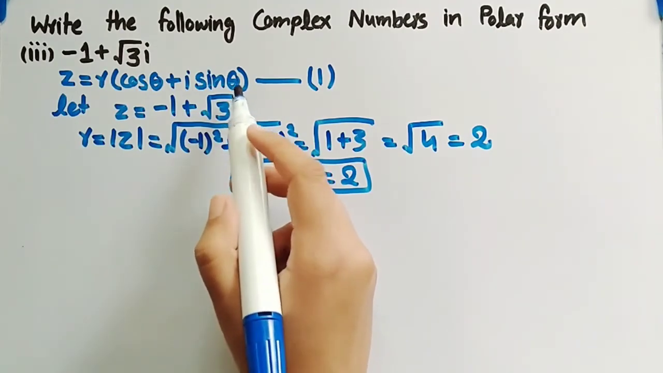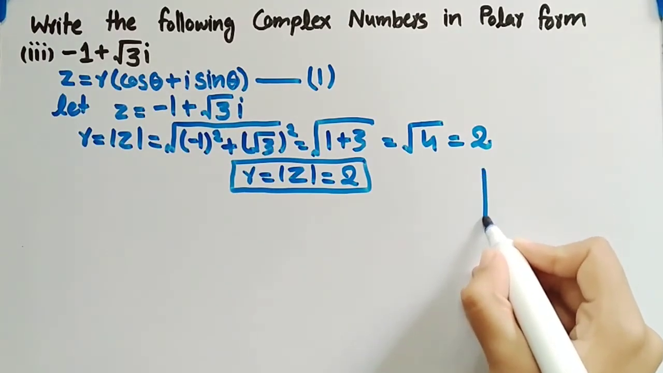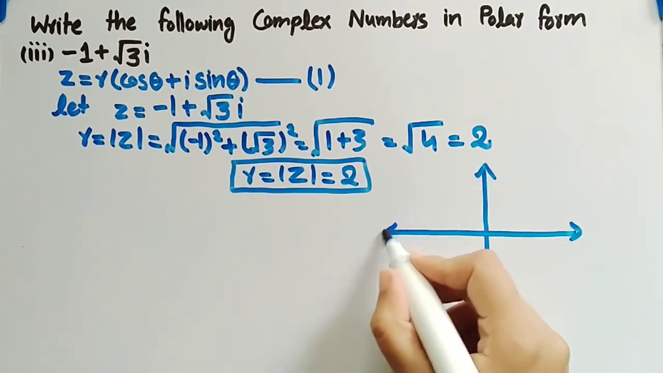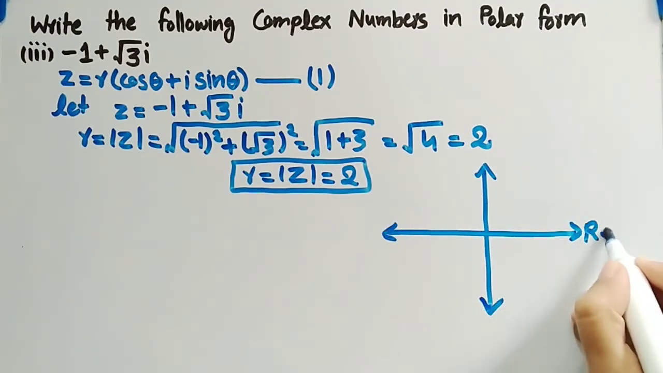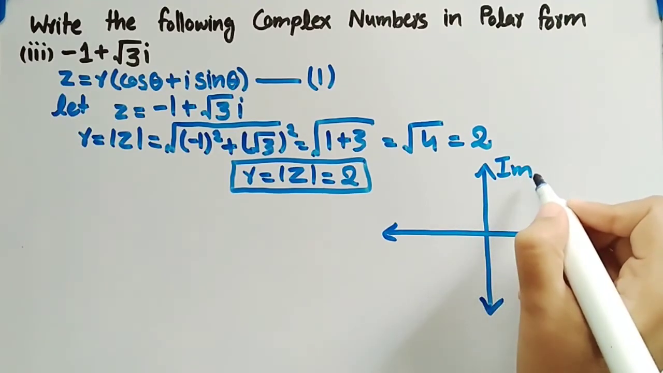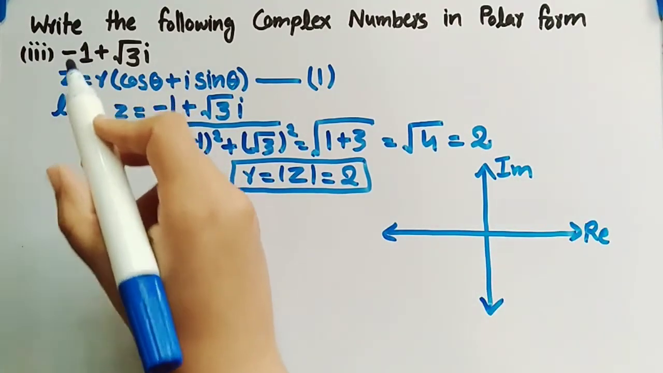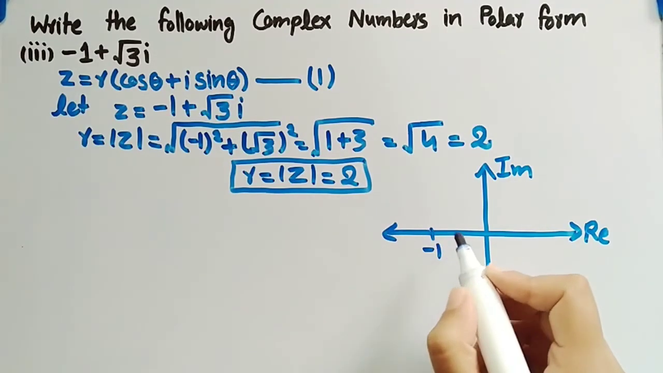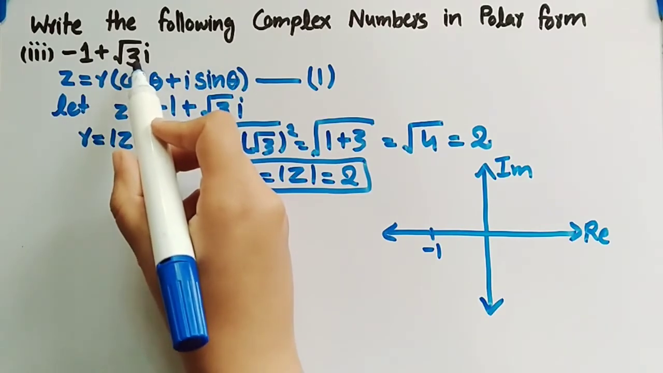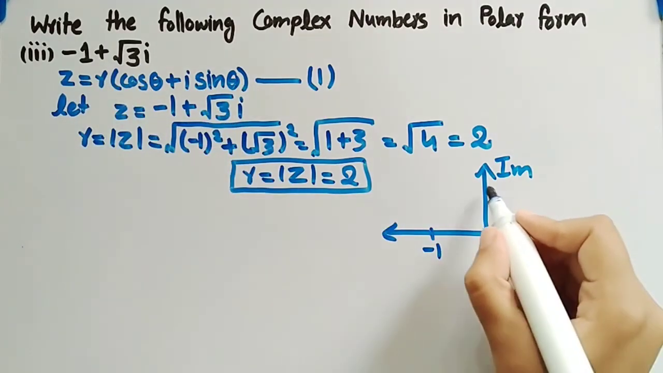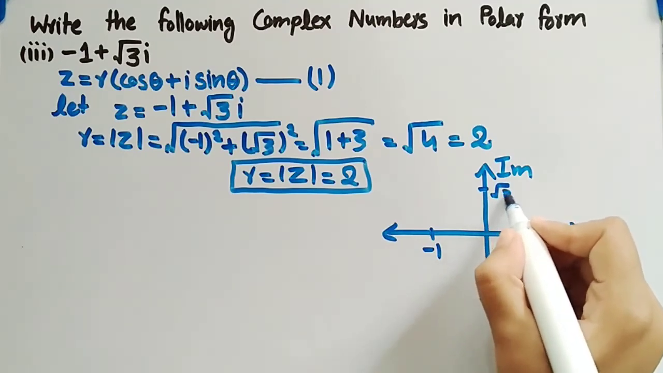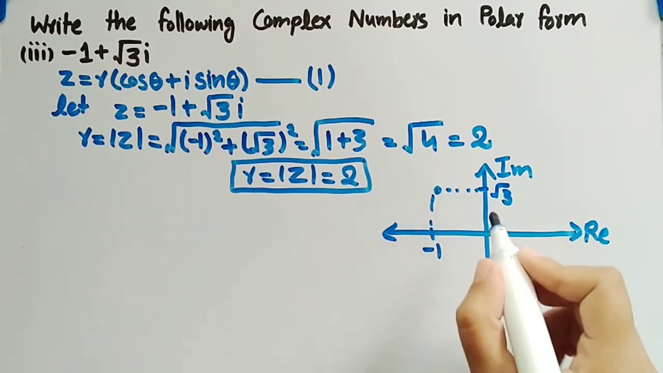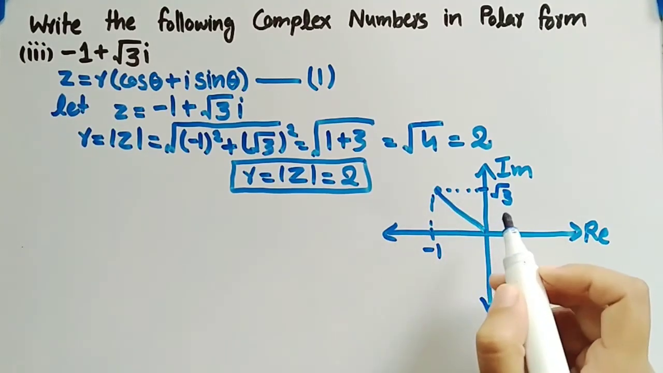To find the value of theta, firstly we have to draw the complex number on the complex plane. Let this be the real axis and this be the imaginary axis of the complex plane. The real part of the complex number is minus 1, so it will be on the negative real axis, and its imaginary part is square root 3, so it will be on the positive imaginary axis. So the complex number minus 1 plus square root 3 iota is in the second quadrant.